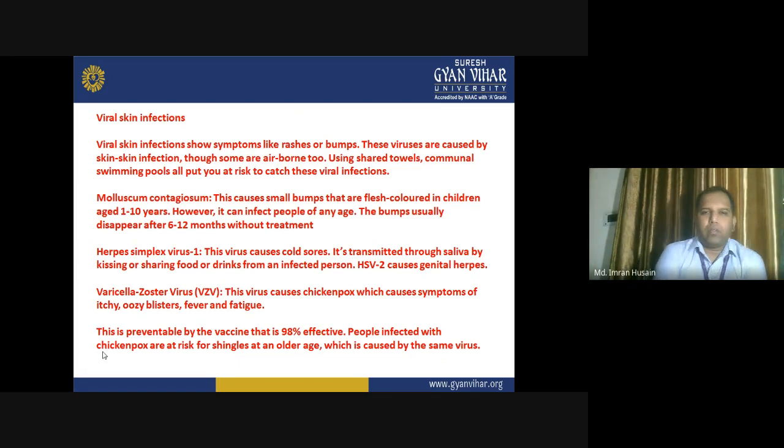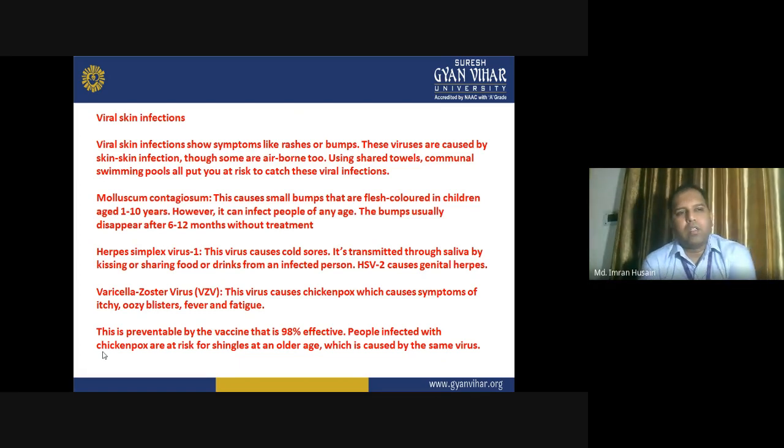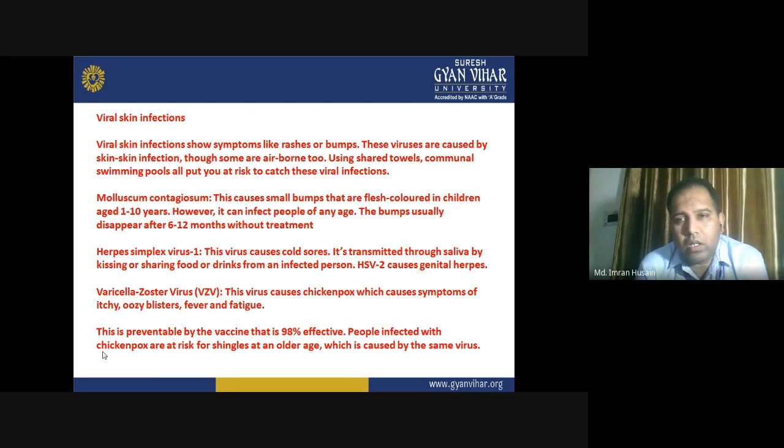Coming on to viral skin infections. What type of skin infections are caused by viruses? Viral skin infections show symptoms like rashes and bumps. Some are airborne too. Using shared towels and communal swimming pools puts you at risk of catching these viral infections.